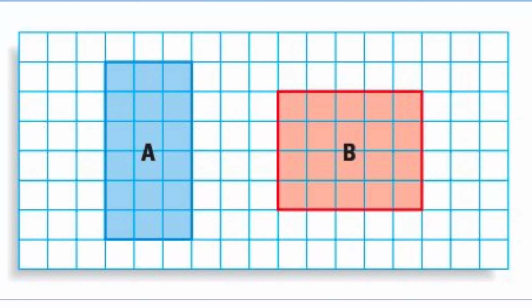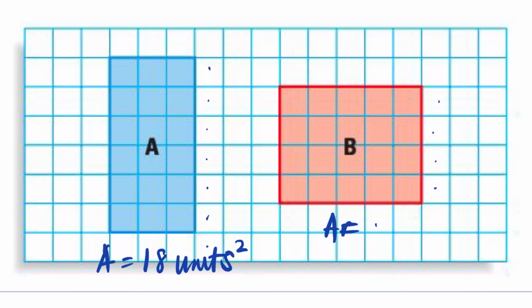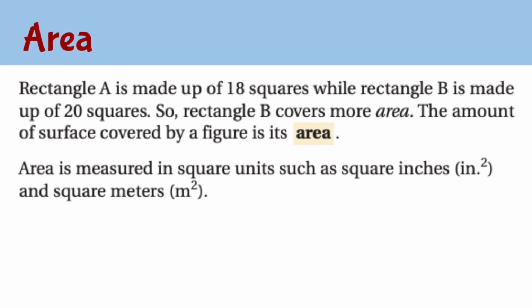Let us compare the number of square units for each of the two shapes. For the first shape, counting the number of squares, we have all in all 3, 6, 9, 12, 15. We have 18 square units. For shape B, we have 5, 10, 15, 20. We have 20 square units. The number of square units enclosed in a given shape is what we call area.